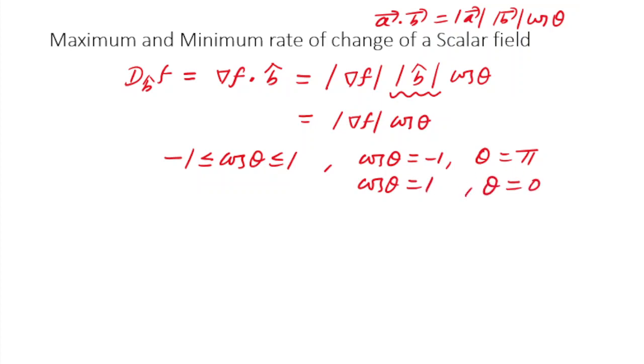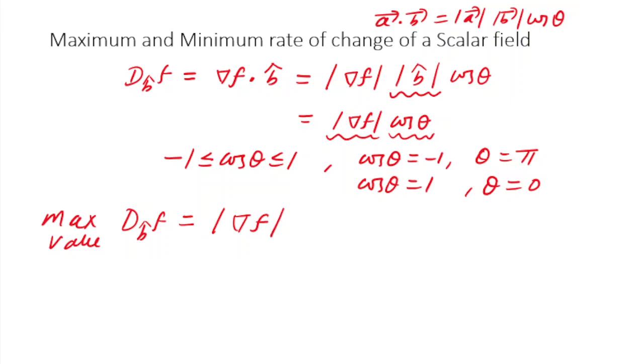That we know. So I'm just writing D_b f, the directional derivative of the function f in the direction of the unit vector b. So what will be its maximum value? What is the maximum value? Max value of this is equal to, when will this be maximum? When cos theta is maximum. So cos theta maximum can be 1, so its maximum value will be just the magnitude of del f. So the maximum value of this is equal to this, and in which direction will it happen?